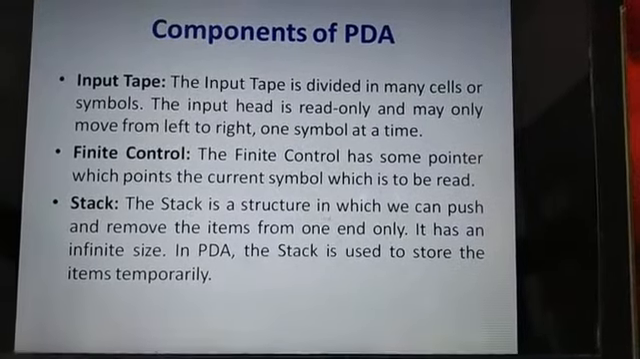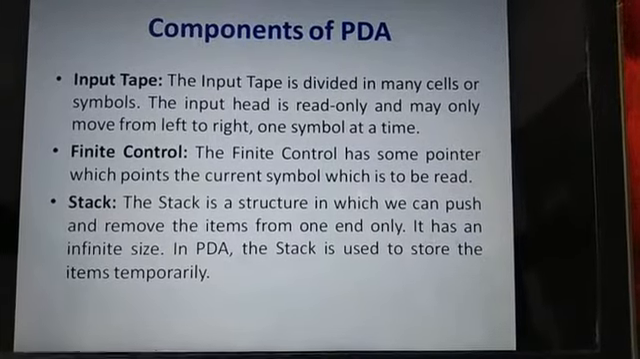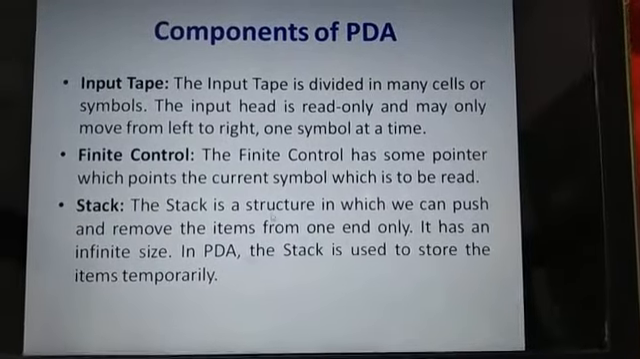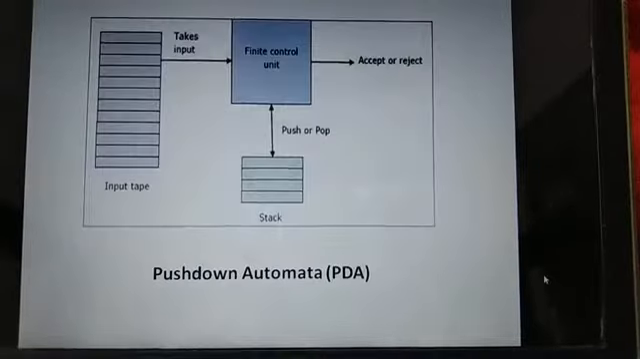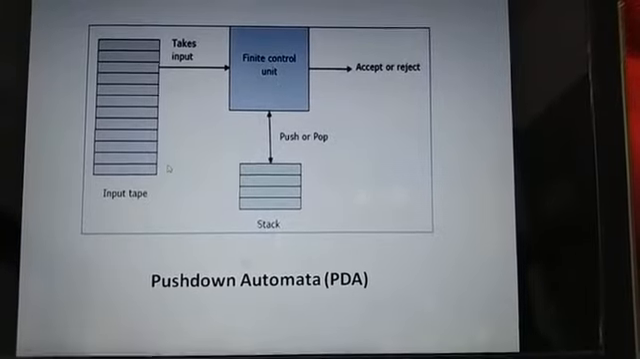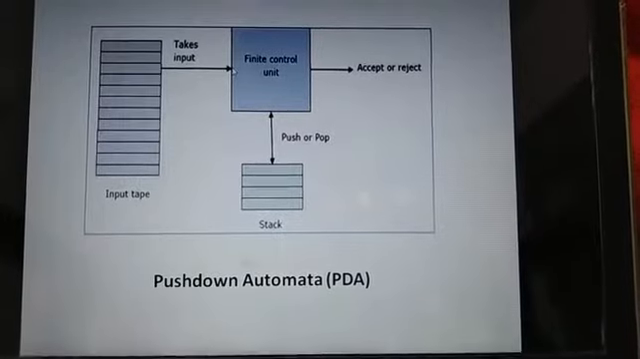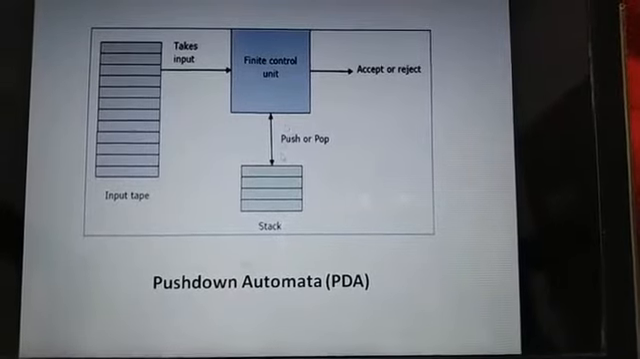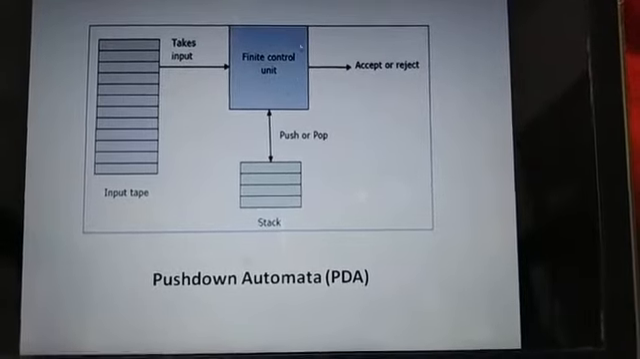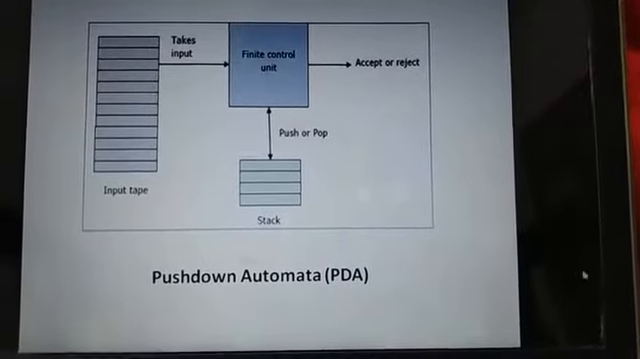The stack is a structure in which we can push and remove items from one end only. It has an infinite size. In PDA, the stack is used to store the items temporarily. Now, these three components you can see in the diagram of PDA. There is an input tape. The finite control is there, which takes the symbols from the input tape and does some push and pop operations with the use of a stack, and after that the finite control gives the result in the form of acceptance or rejection of the string.